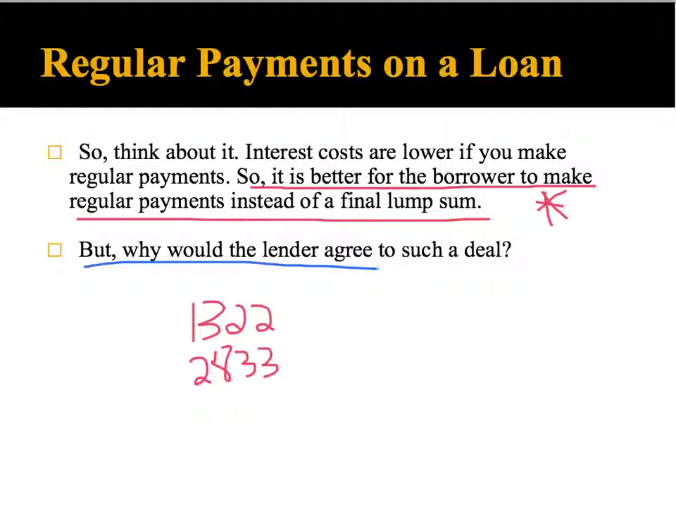Why wouldn't the lender just say, pay me back whenever? Well, there's two reasons. First, the lender is going to want the cash to come in. So the lender wants money flowing in, so he needs cash flows. The second reason is actually a trust level.